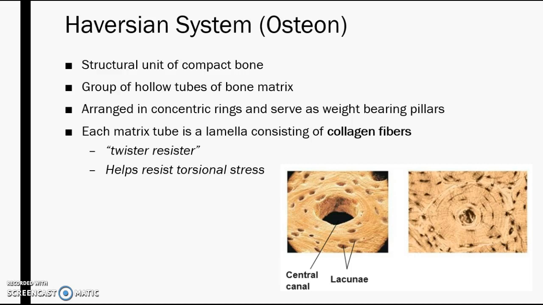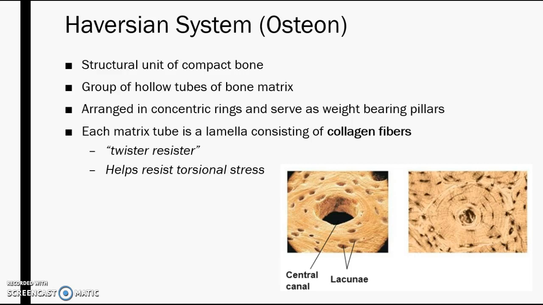So let's take a look at compact bone in the convergence system. The osteon is the structural unit of compact bone. It is a group of hollow tubes of bone matrix, and when you take a cross-section of bone, you can see the concentric rings. These are really concentric rings of collagen fibers that make up our compact bone and give bone its tensile strength. Collagen fibers are known as the twistor resistors. They help resist torsional stress.